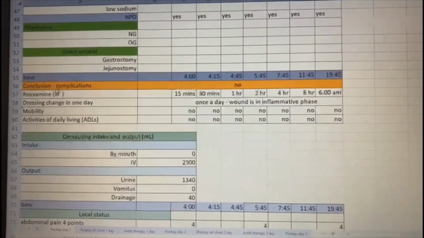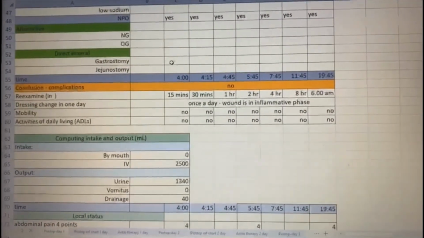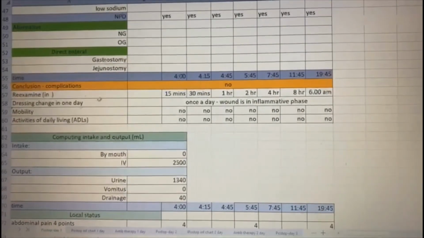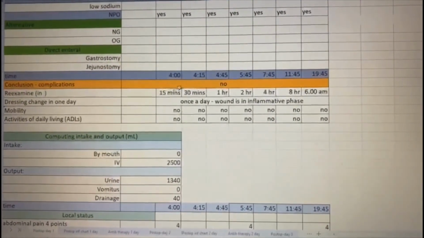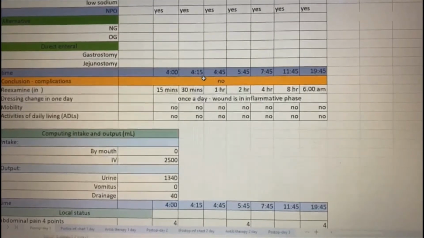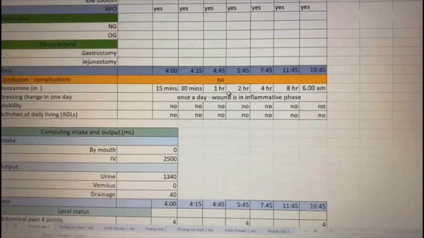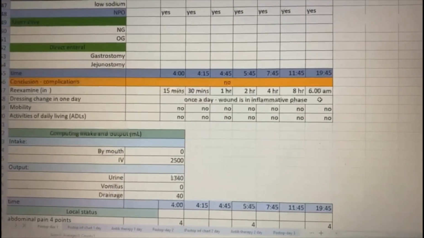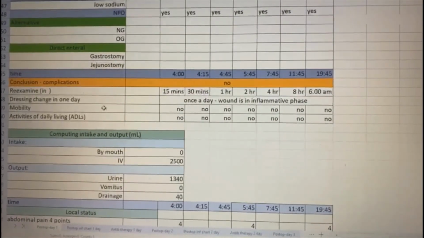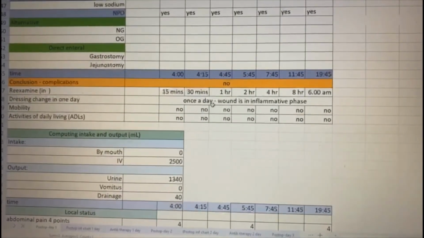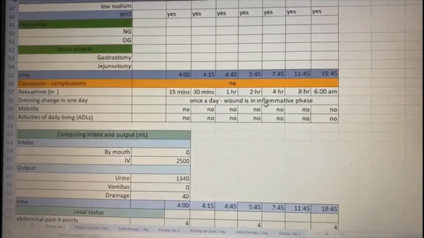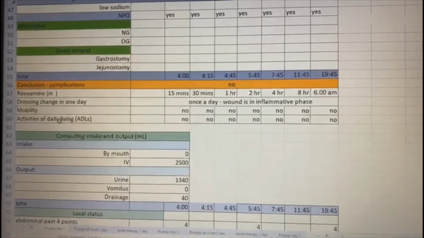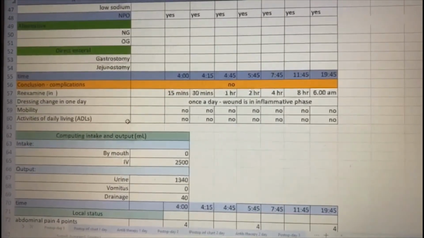So here it is the conclusion for the complications. There are no complications, hopefully. Then next is re-examine. We have re-examined the patient after 15 minutes at 4:15, then 30 minutes, then after 1 hour, then 2 hours, then 4 hours, and at 6 a.m. lastly. The dressing is changed once a day because the wound is in inflammatory phase. There is no mobility, there is no activity of daily livings.